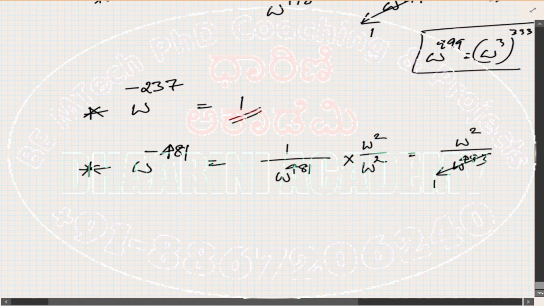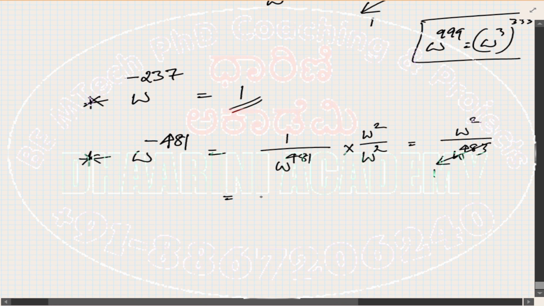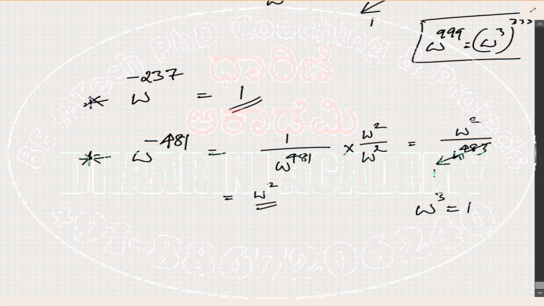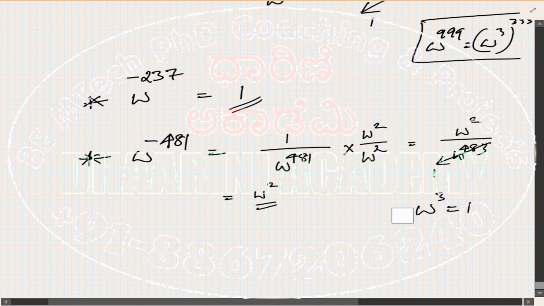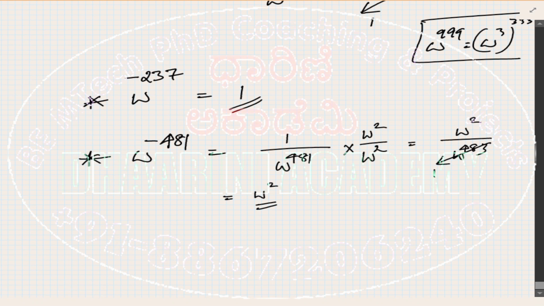So that means this is equal to omega square. Okay, so when you say that this is 1 by omega, we know that omega cube is equal to 1. So you try to use this to get omega square, and omega square is 1 by omega. Actually, the 1 by omega that you got is the correct answer. Okay, all right.